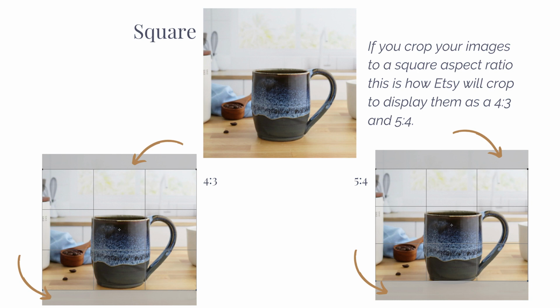Keep in mind, when Etsy crops to a 4:3 to display the image in search on Android devices, the top and bottom of the image will get cut out. And when they appear as a 5:4 on a computer and in Etsy search on Apple devices, this is what will be removed from the image.